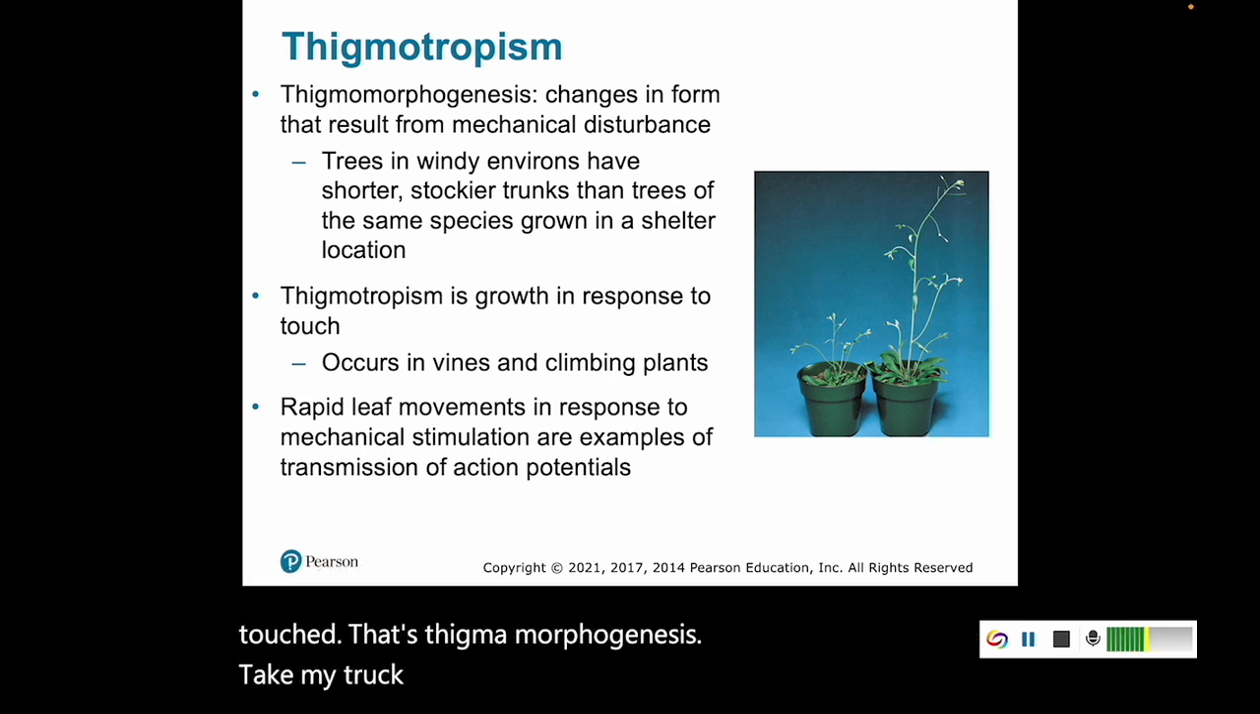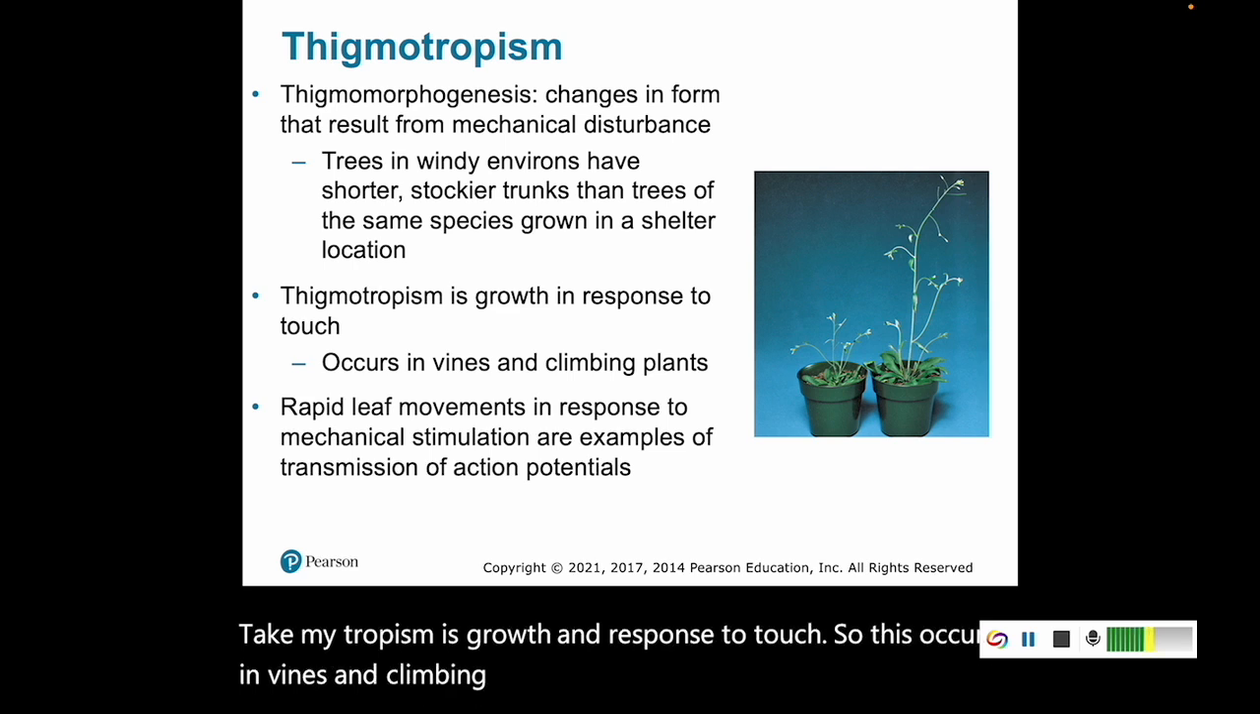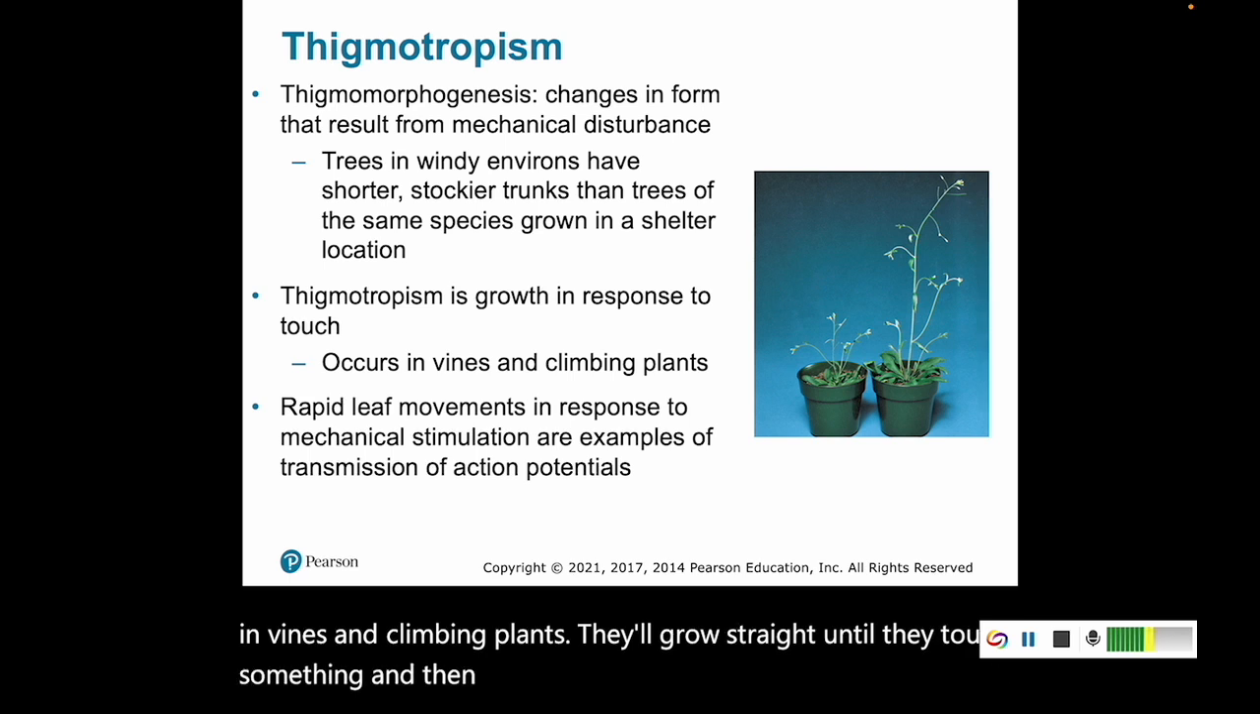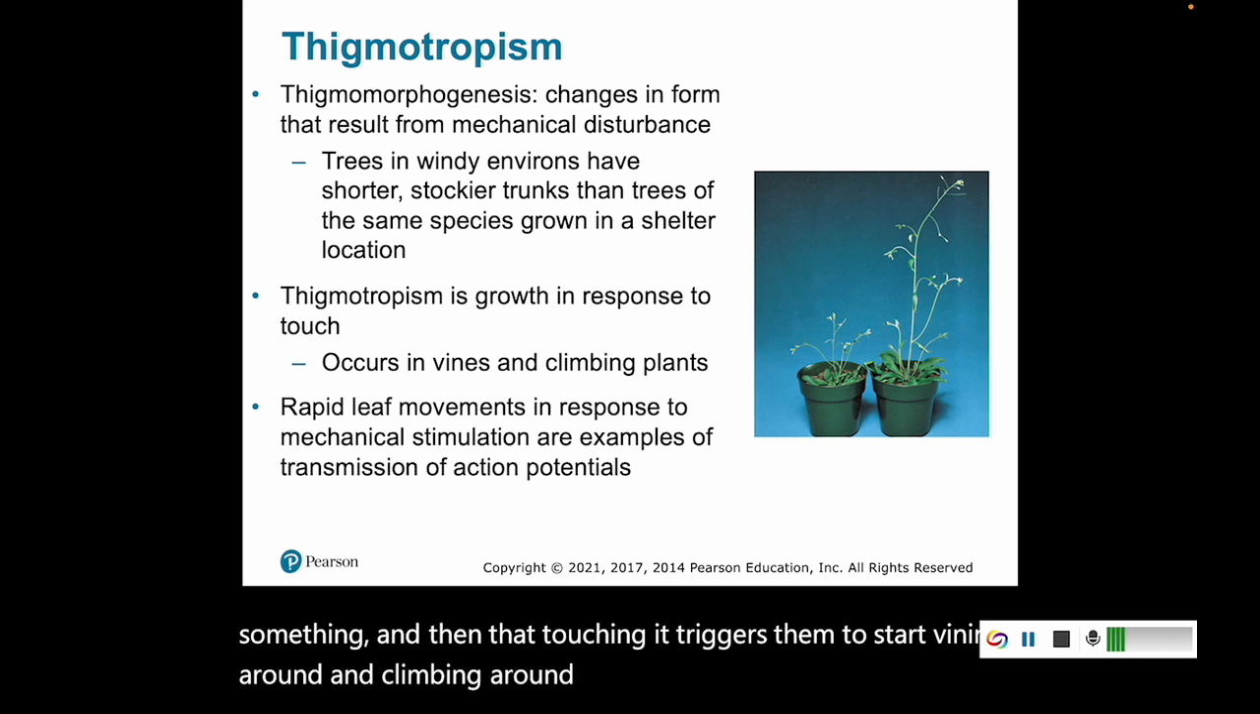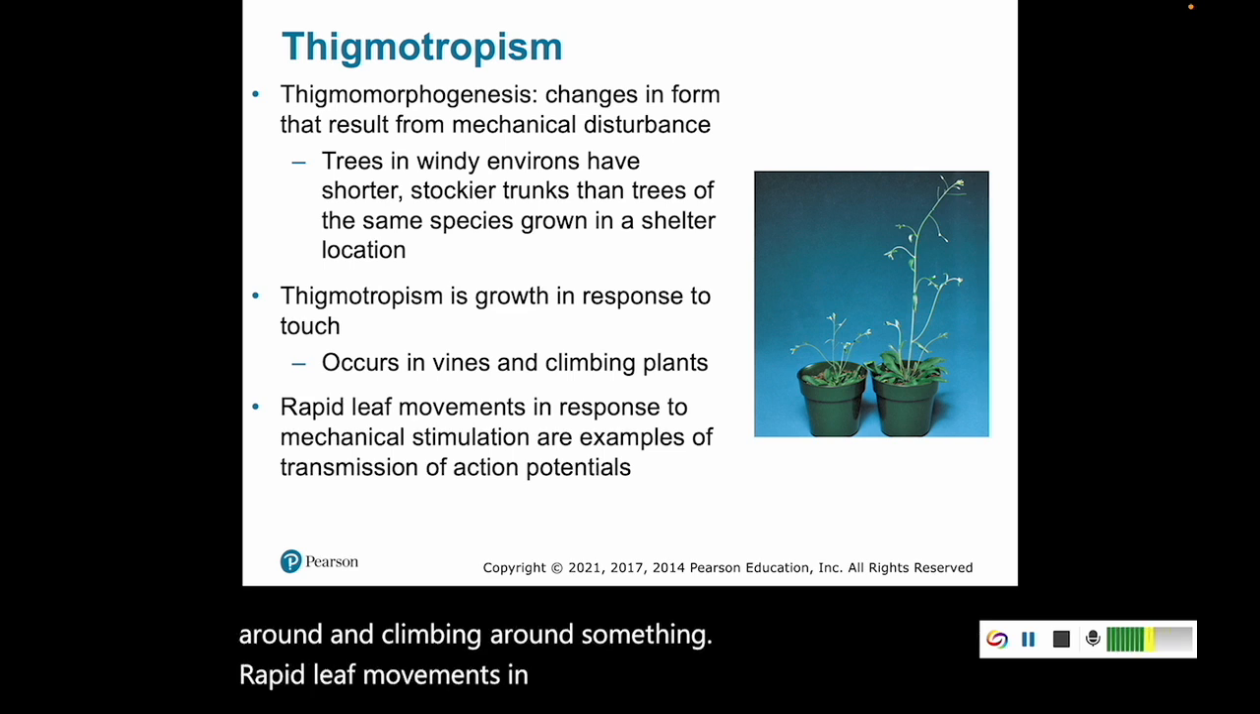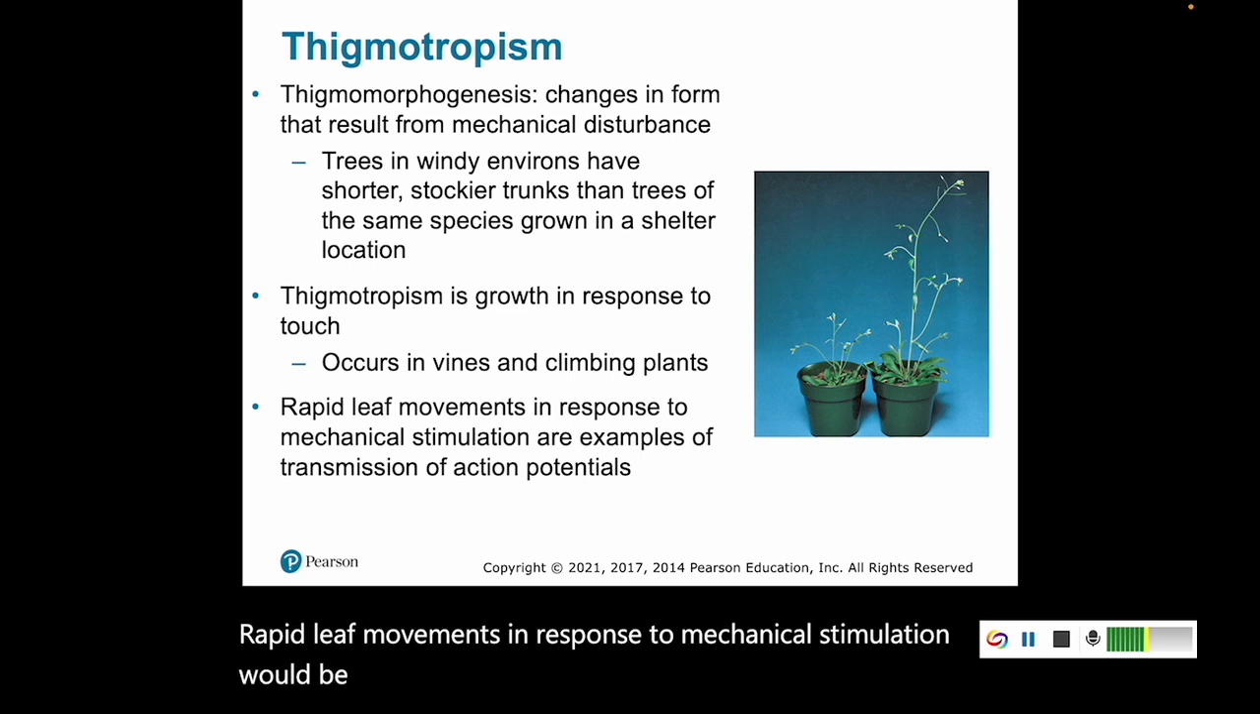Thigmotropism is growth in response to touch. This occurs in vines and climbing plants. They'll grow straight until they touch something, and then that touching triggers them to start vining around and climbing around something. Rapid leaf movements in response to a mechanical stimulation would be an example of a transmission of an action potential in that plant.